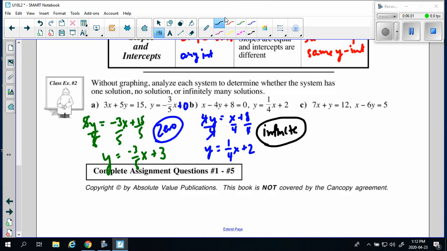And in the last example, we have to rearrange both the equations. So I'll just move that 7x over to the other side, 7x plus 12. And then in this equation, we have 6y is equal to x minus 5, divide by 6. And we can quickly see that they don't have the same slope, the blue and the red line. They don't have the same intercept either. So you can already tell that this is going to have one solution.